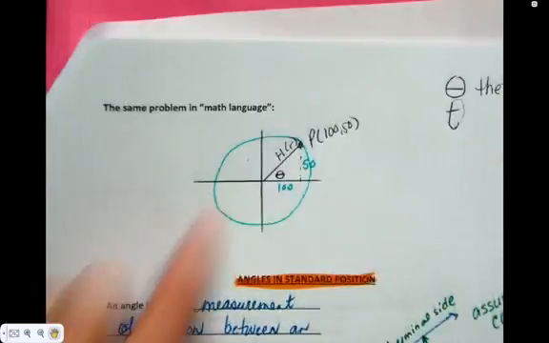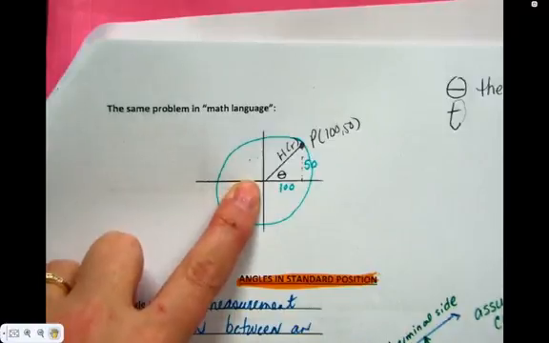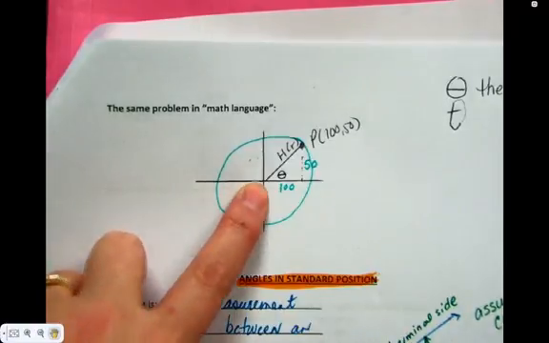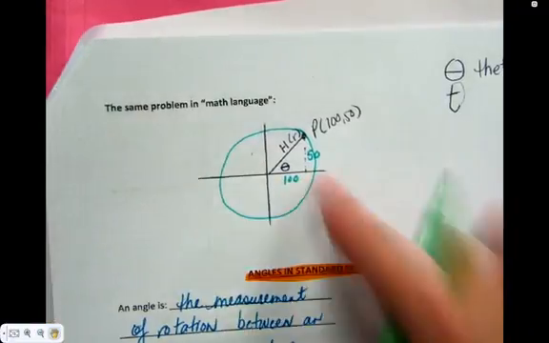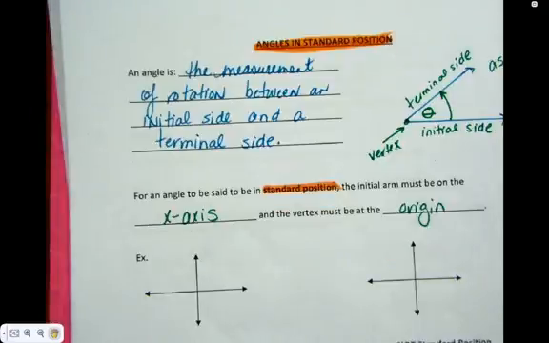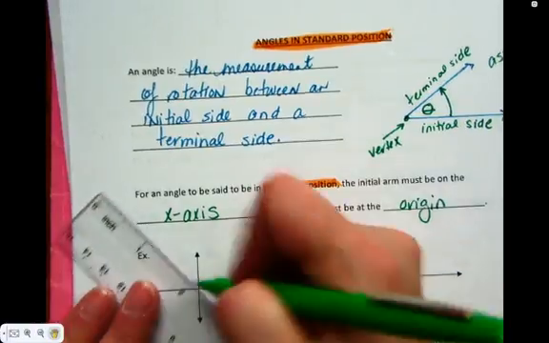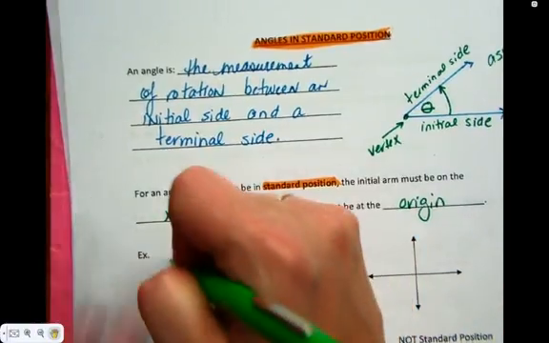If you go back up here, what I drew for you and you didn't know was an angle in standard position. So the starting line was on the x-axis and the vertex was at the origin. And it went counterclockwise. So an example of an angle in standard position. I'm going to go into Q2 just for fun.